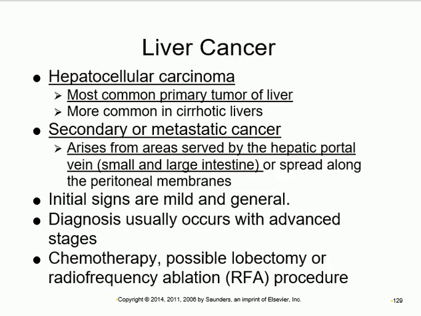Liver cancer, the most common is hepatocellular carcinoma. It can be primary, and sometimes it's secondary. You know what's the most common location for the cancer to go to the liver from? Colon. It comes from the colon, large intestine, and goes to the liver through the hepatic portal system.